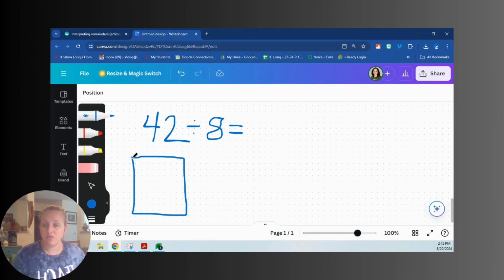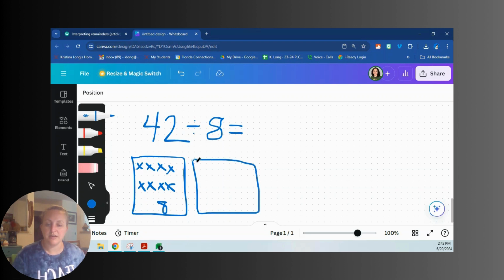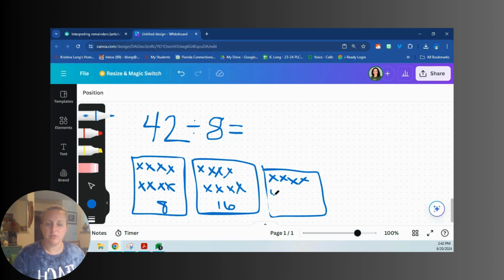I'm going to draw a picture of a box and I'm going to put 8 students in it. 1, 2, 3, 4, 5, 6, 7, 8. I'm just going to write 8 right here. And then I'm going to do another 8 students here. 9, 10, 11, 12, 13, 14, 15, 16. I'm going to do another van because we still don't have 42 yet. 17, 18, 19, 20, 21, 22, 23, 24.